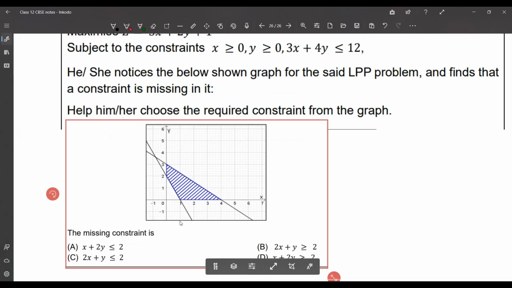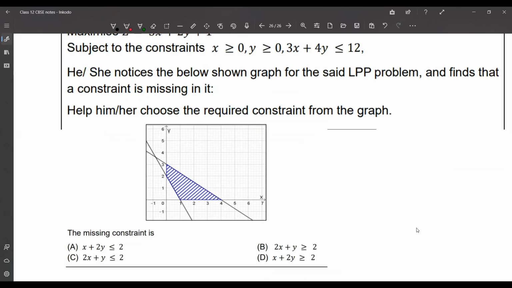So x is greater than equal to 0, y is greater than equal to 0. These two are non-negative constraints. There is one constraint given, 3x plus 4y. I assume this should be it. So 3x plus 4y is less than equal to 12. And there is one more constraint. So these 2 points are given.